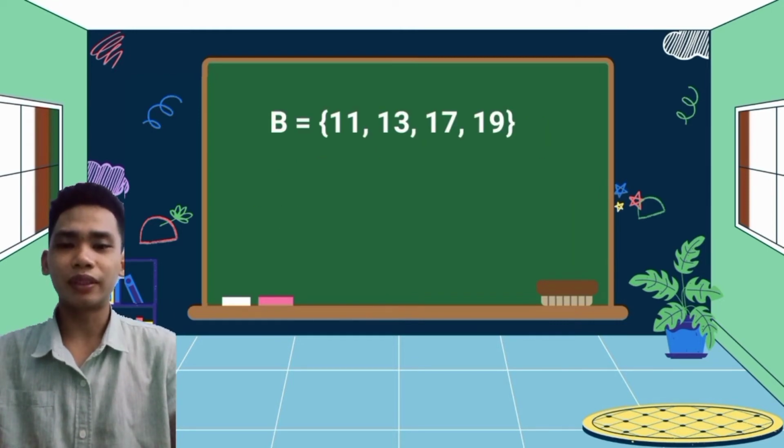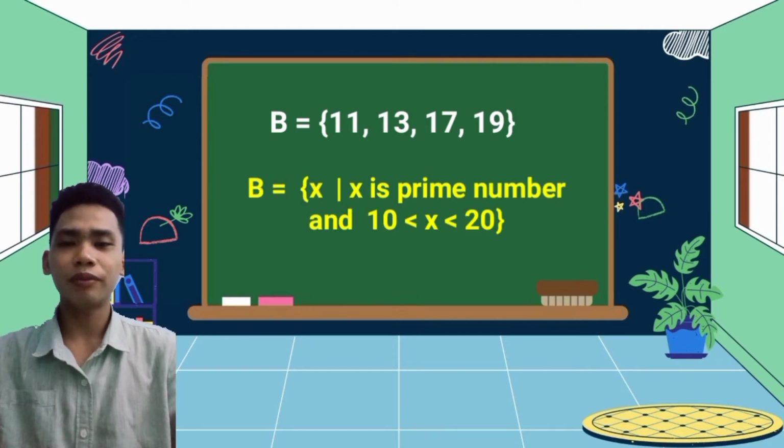Another example. How can I express the given set in set builder notation? B is equal to 11, 13, 17, 19. Anyone? The answer will be B is equal to x such that x is a prime number and 10 is less than x and x is less than 20. That's correct, very good. That's all.